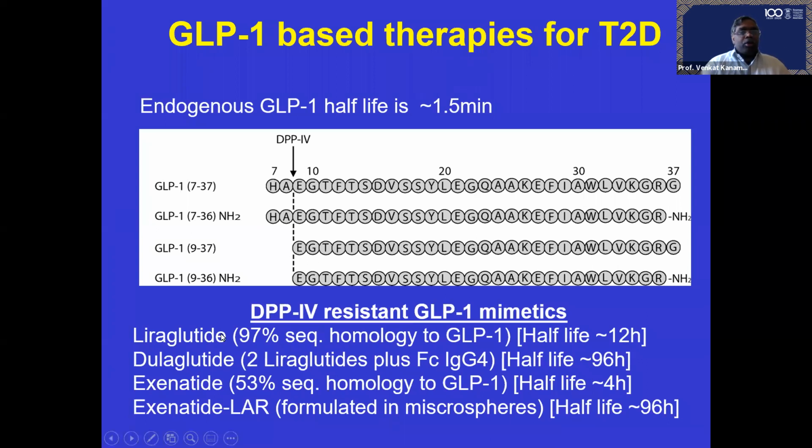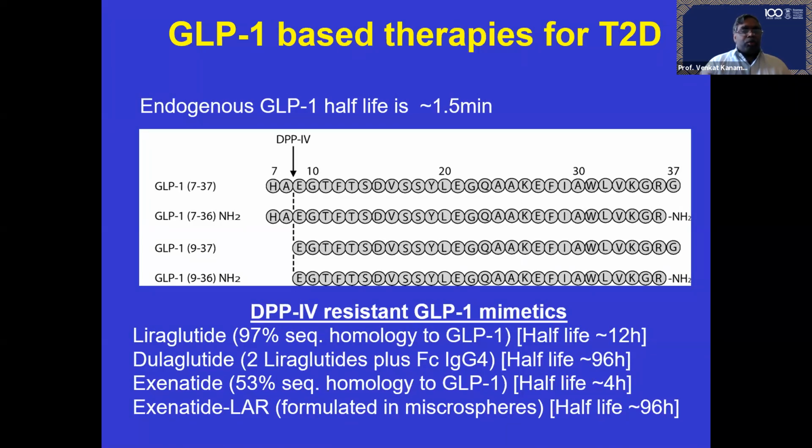For example, liraglutide is a resistant, stable form of GLP-1, which has a half-life of about 12 hours. Therefore, you need to take it on a regular basis to control type 2 diabetes. Whereas exenatide, which was originally isolated from lizard saliva, has a half-life of about 4 hours, and therefore you have to take it twice a day as a medication for diabetes.